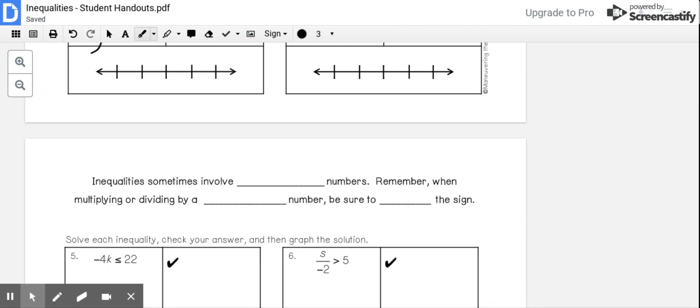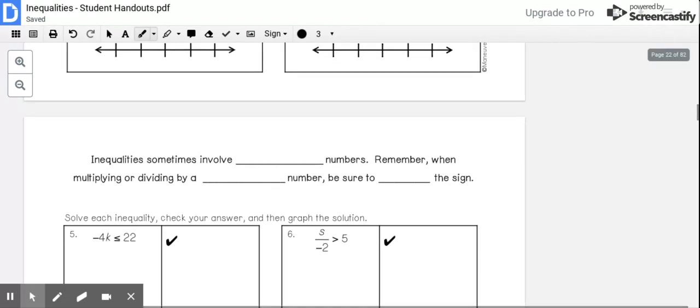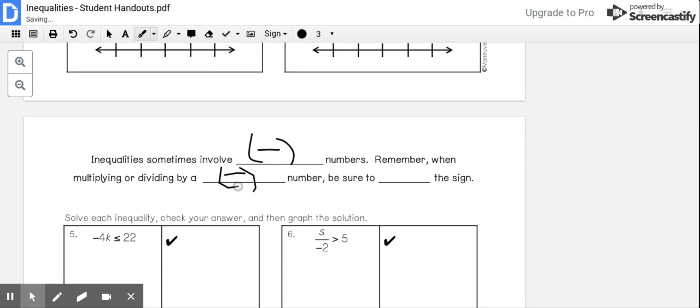Okay, so on the back, inequalities sometimes involve negative numbers. I'm just going to use a negative sign. So when we multiply or divide, we have to flip the sign if we're dividing by a negative.